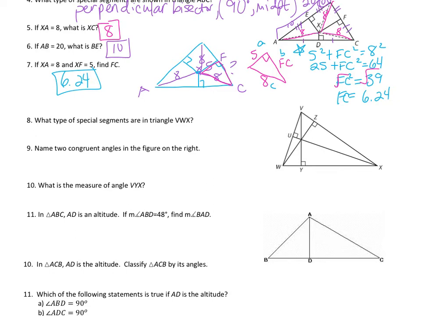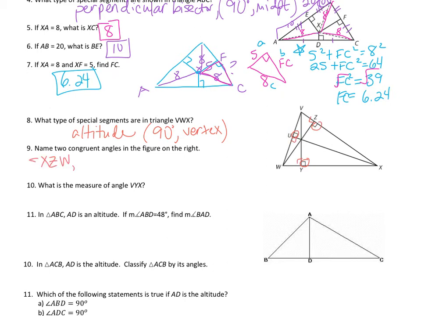So triangle VWX, and we see that they're 90 degrees and they go through the vertex. 90 degrees goes through the vertex, 90 degrees go through the vertex. So that is the altitude. If we need to name two congruent angles in our vertex, the only ones we know for sure are going to be any of these that are 90 degrees. So it could be on either side of our altitude.